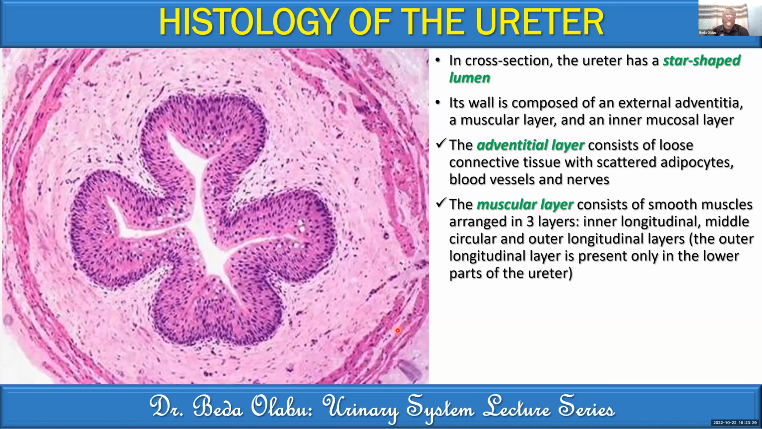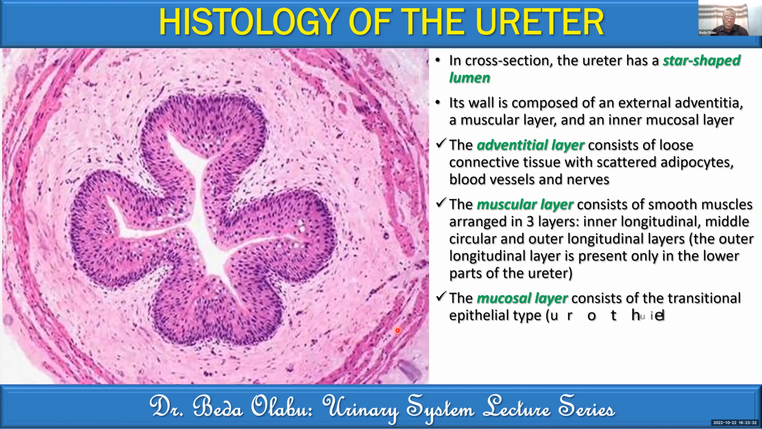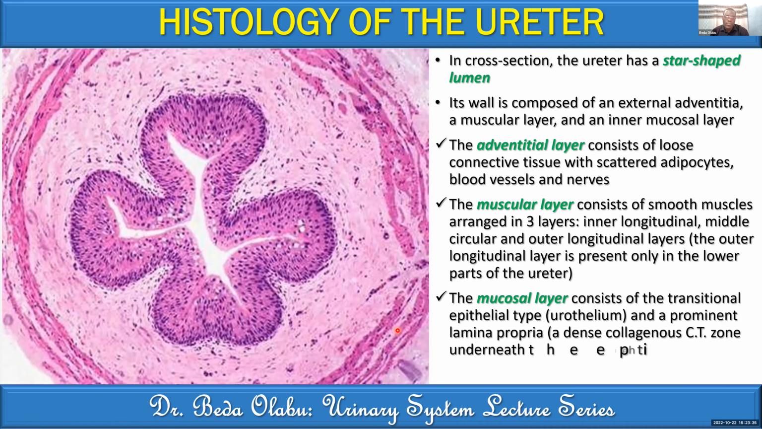The innermost layer of the ureter is called the mucosal layer. The mucosa of the ureter consists of 2 things: the lining epithelium and its lamina propria. The lamina propria of the ureter is very prominent, a very thick lamina propria. This lamina propria contains dense fibrous connective tissue. It's collagenous fibers. So it's a very thick fibrous connective tissue zone beneath the epithelial lining.